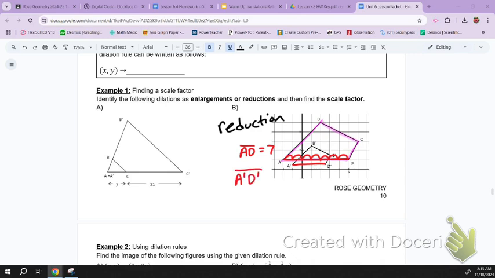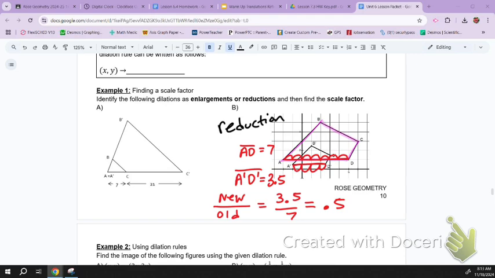A prime, D prime, we're going to count. It's 1, 2, 3 and a half. It's 3 and a half. Okay. Now this one's a little trickier. I'm going to take the new side and divide it by the old side. So I'm going to do 3.5 divided by 7 in my calculator. Can you do that for me in your calculator? Let's see what our scale factor is. Try that again. 3.5 divided by 7. What'd you say? 0.5.